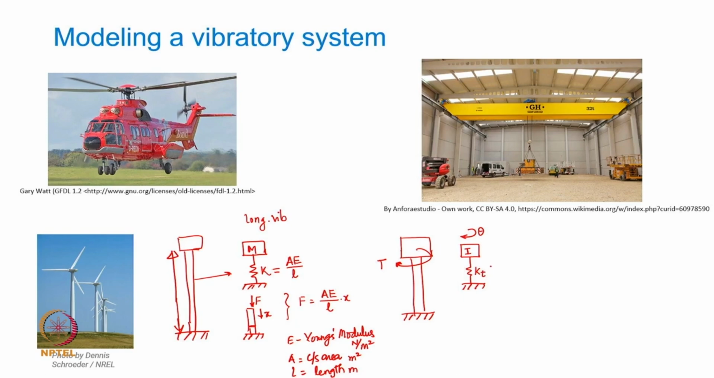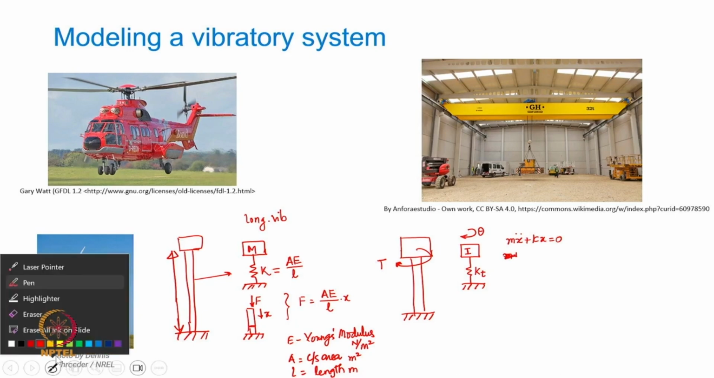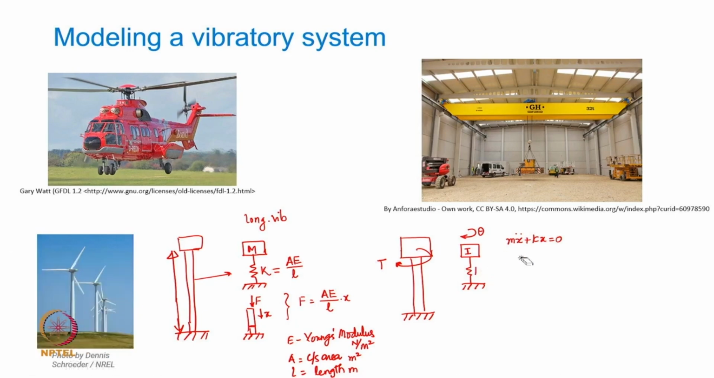Okay. Now, so basically the governing equation of motion m x double dot plus k x equal to 0, the free vibration governing equation of motion, will now change. So that governing equation of motion will now change to I theta double dot plus kt into theta equal to 0.